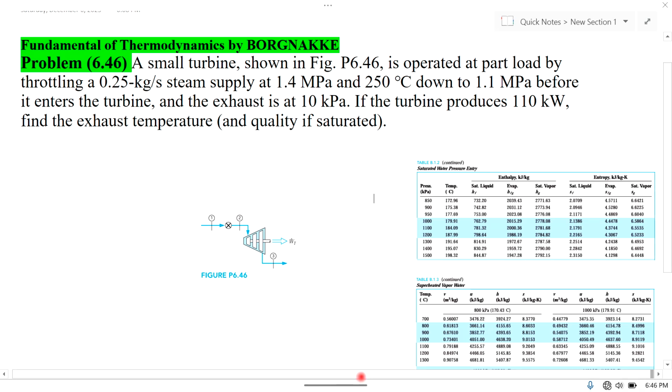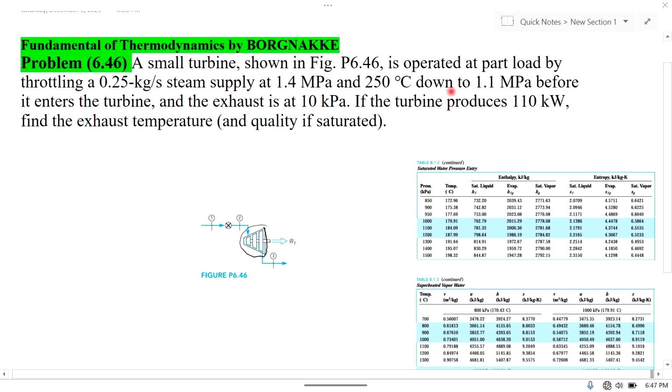Bismillahirrahmanirrahim. In this lecture, I am solving problem 6.46 from the book Fundamentals of Thermodynamics by Borgnakke. So the statement of the problem is a small turbine shown in the figure. This is the figure of the turbine. This is a small turbine.